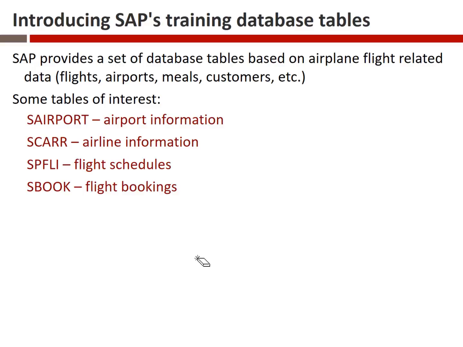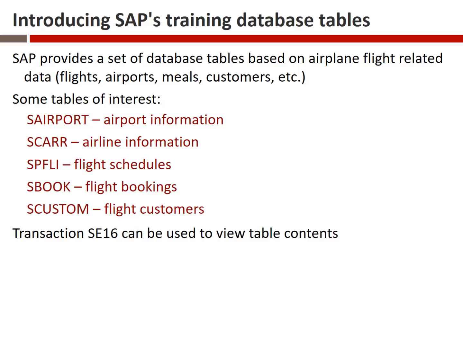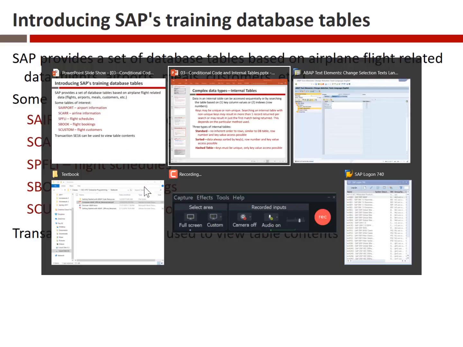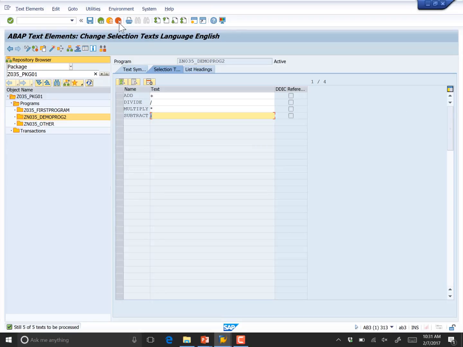Now there are a whole set of tables, but these are just some. For example, there's a table out there called S Airport, which has information about airports. There's a table called S-Car, which contains information about airlines, SP-Fly, flight schedules, S-Book, flight bookings by customers, S-Custom, flight customers. Notice transaction SE16. Let's take a look at that real quick.